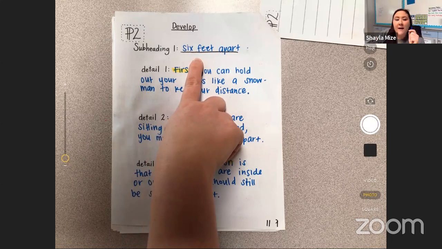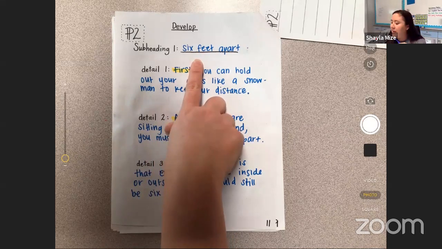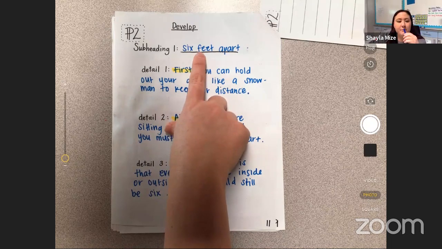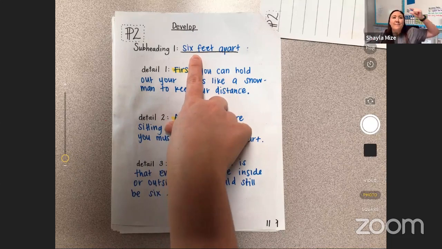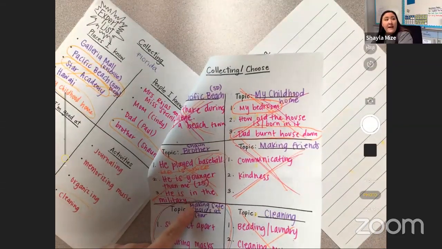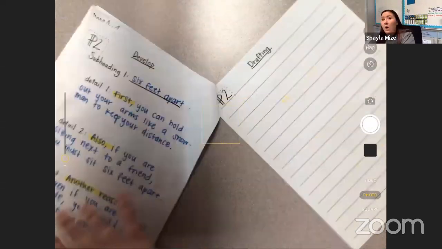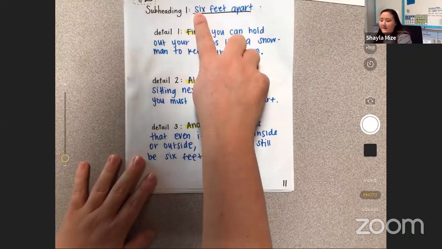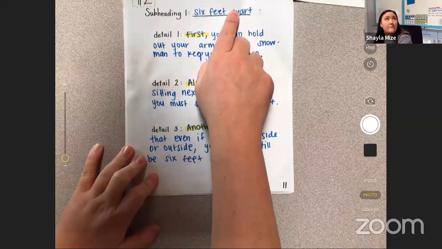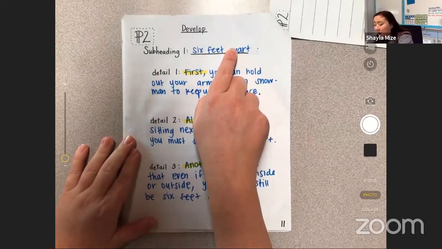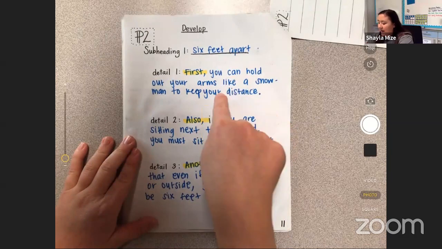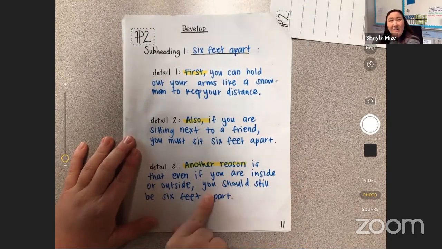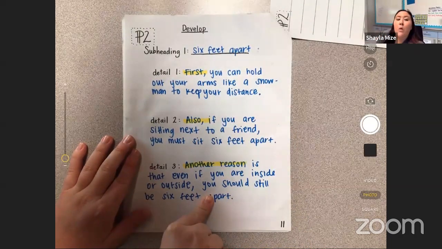Okay, so Maya is writing about her brother. Maya, what's your subheading 1? Can you type it in real quick? So Maya's main topic is her brother. She's talking about her brother. Her subheading 1 is talking about what he looks like. So her subheading 1 right here says, what he looks like on page 11. Now all she is going to do is come up with 3 detailed sentences about what her brother looks like.